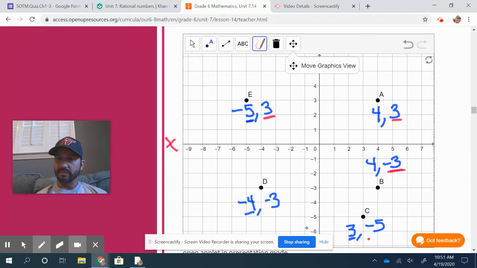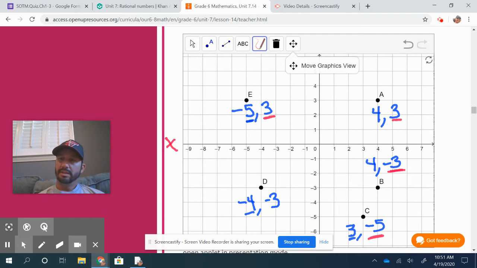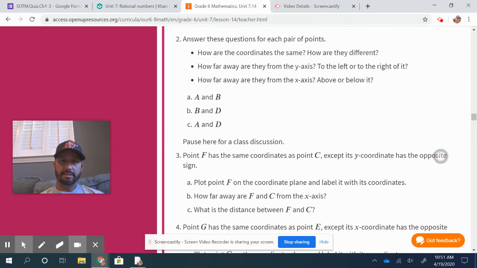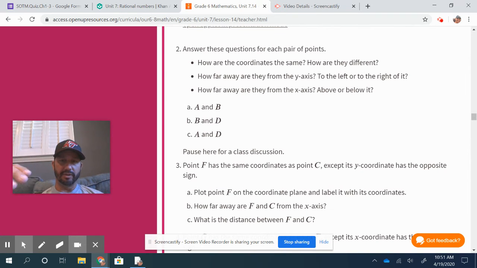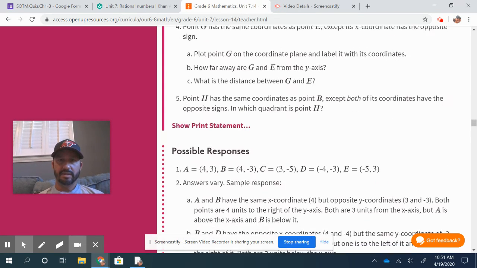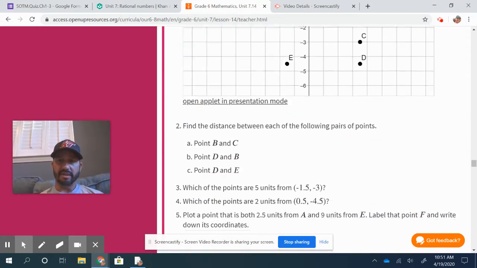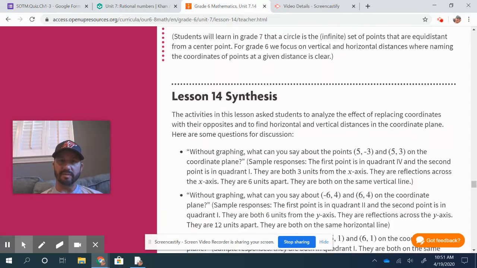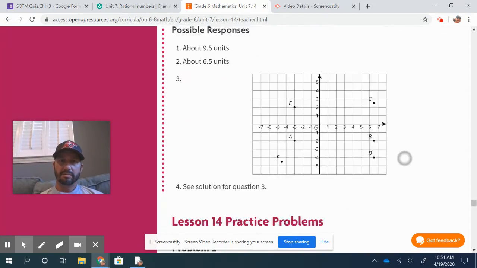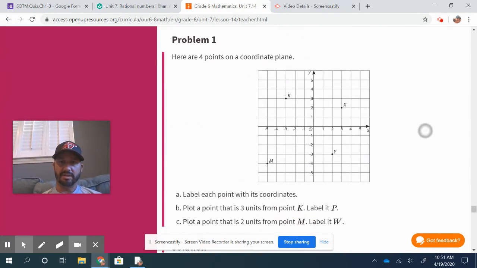And then let's look right here. -5, absolute value of -5 is 5. So it is 1, 2, 3, 4, 5 points away from the x-axis. Oh, and then they talk about above and below. Yeah, you can figure that out. Okay, that's really the main part of this lesson. We're going to look at practice problem 1.